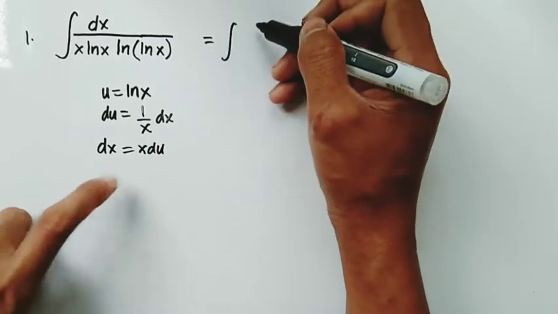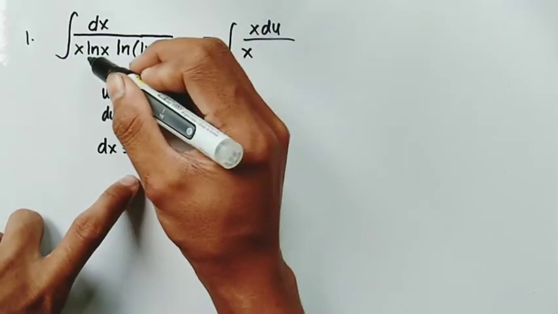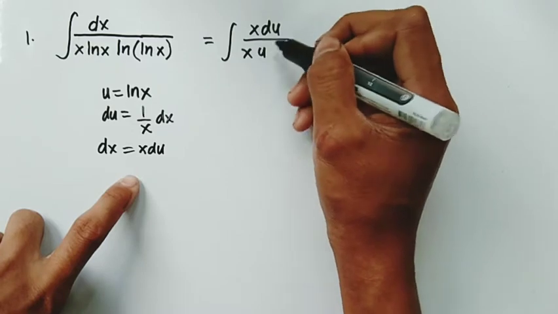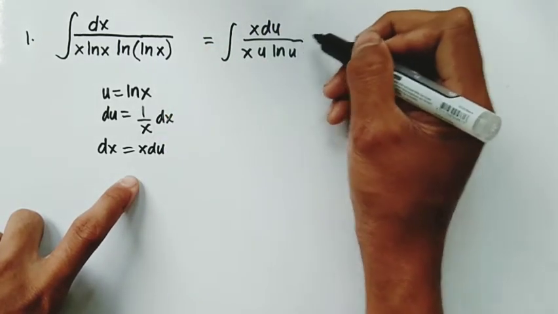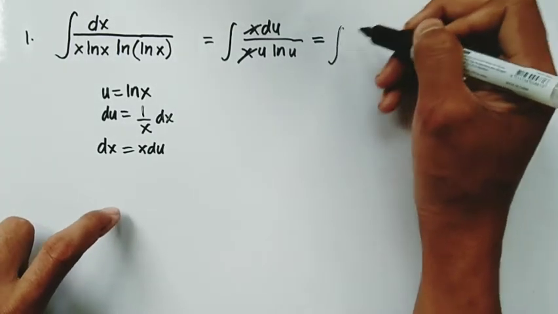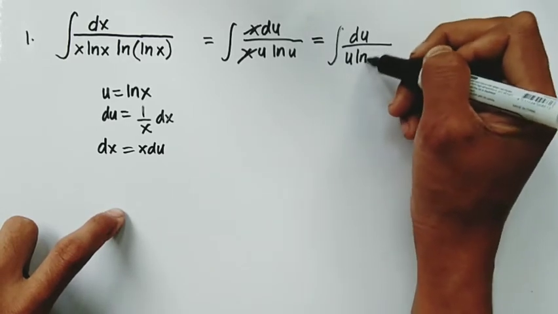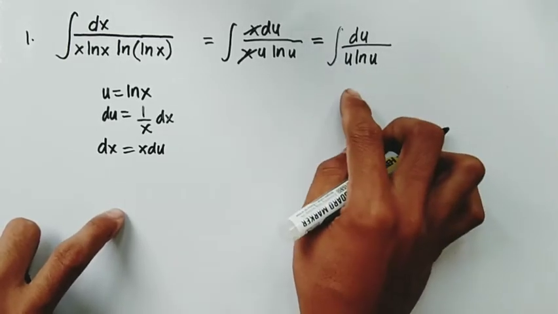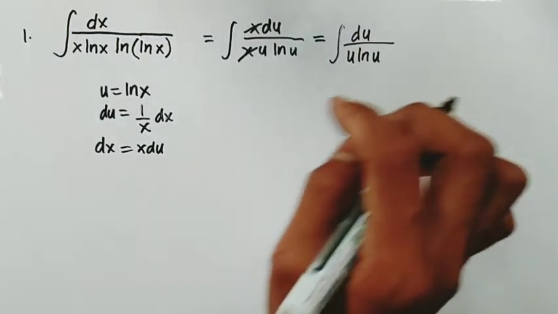Now, substitute. Dx is equal to x du. Ln of x, palitan natin na u. Eto, palitan natin ng u. Now, makikita natin na makakancel, di ba? Matitira sa atin is integral of du all over u ln of u. And, mapapansin ulit natin, 1 over u ln u.